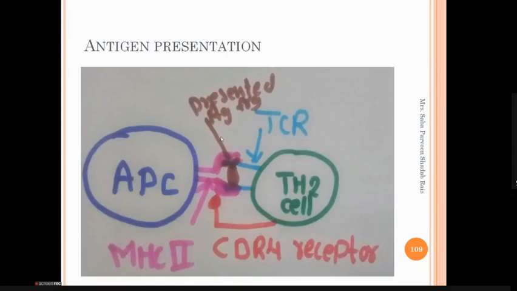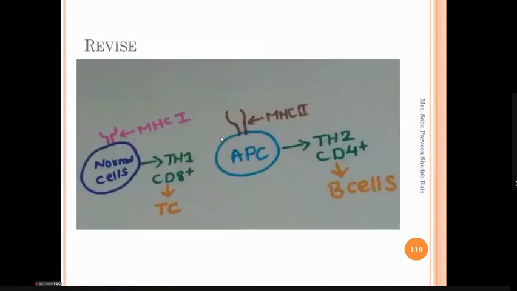So again here the Th2 cell will also have the T cell receptor. It will properly check whether whatever thing has been brought is an antigen or not. Then thereafter another check: is this thing MHC2 or not? For that, it has the CD4 receptor, and thereafter this Th2 cell will stimulate the B lymphocytes to produce antibody. How it happens, we have already learned in the humoral immune response. So this is all about antigen presentation and processing.